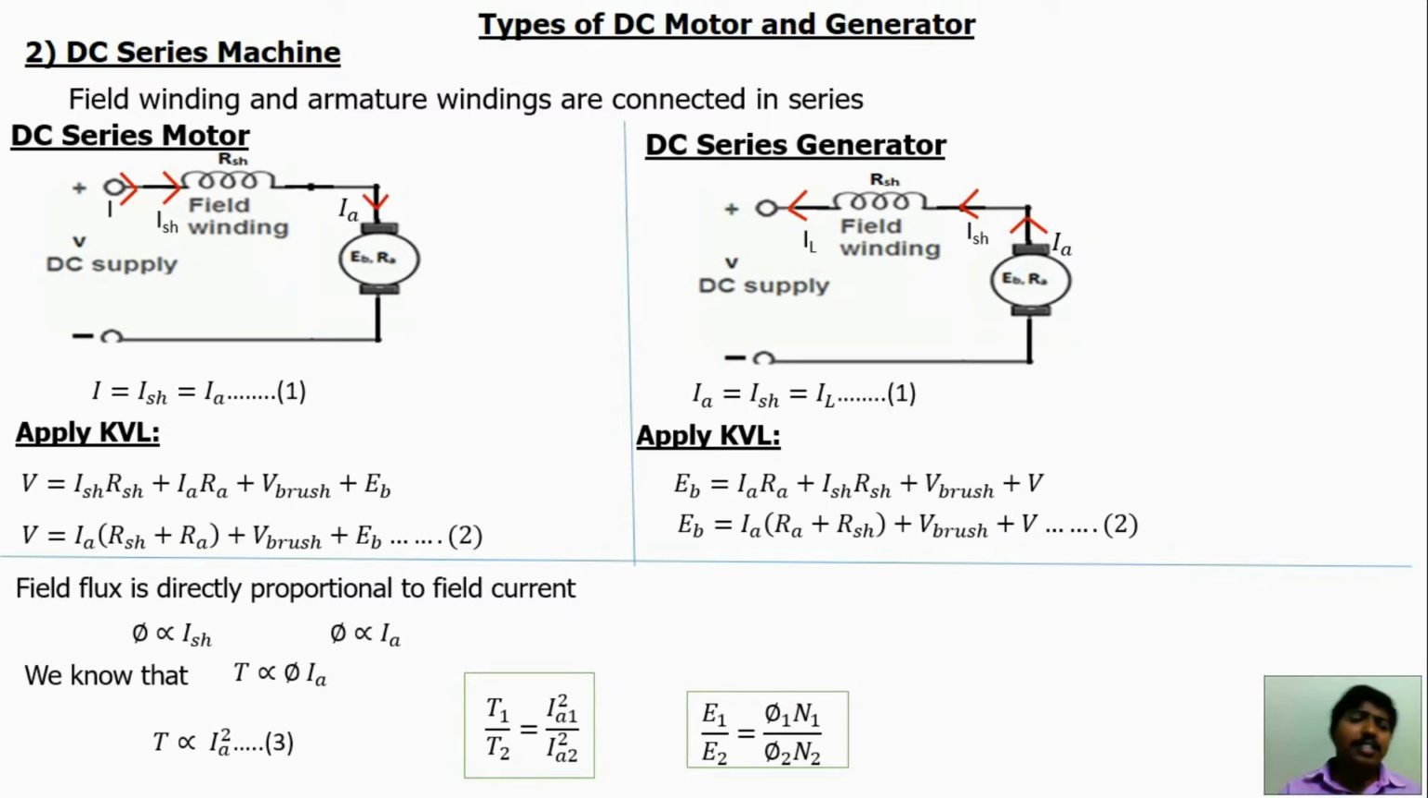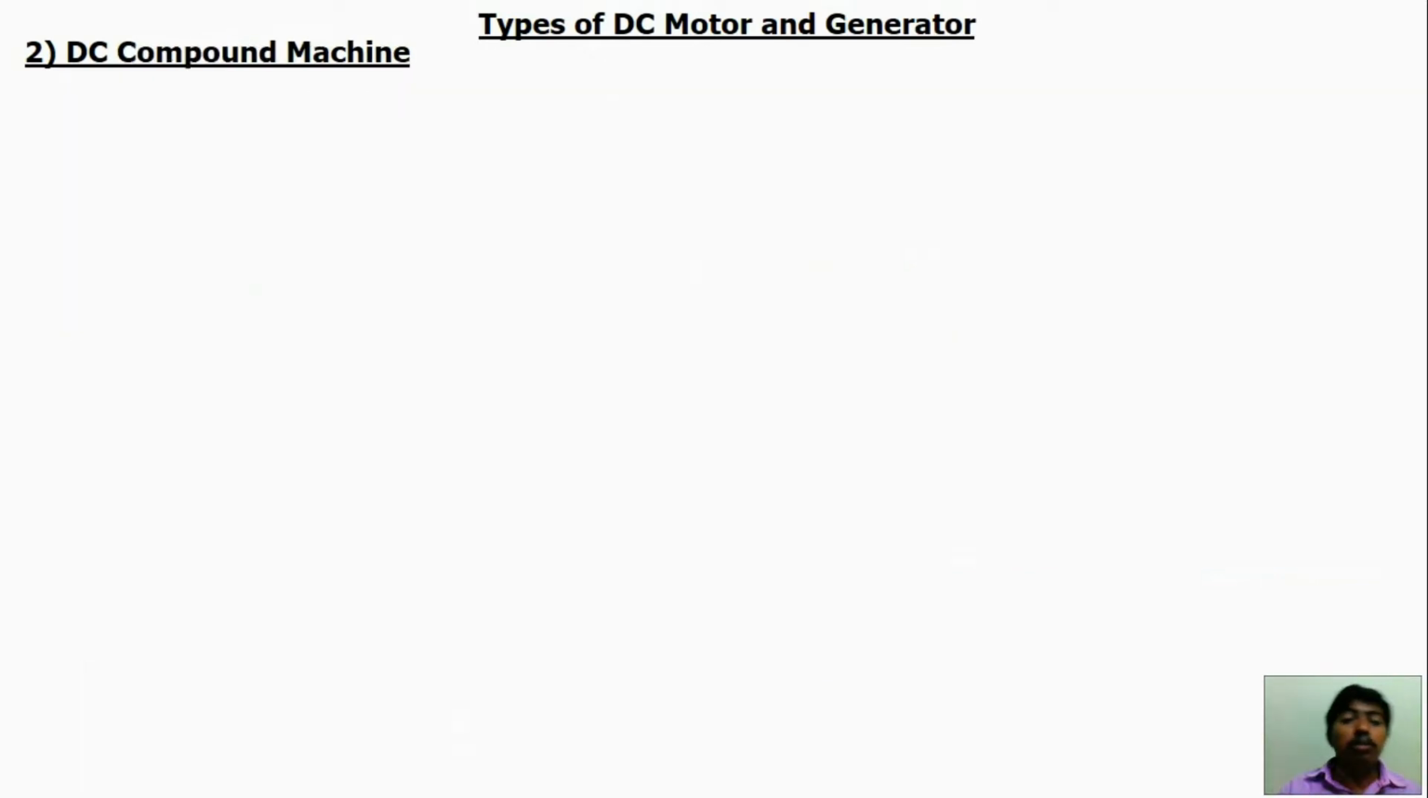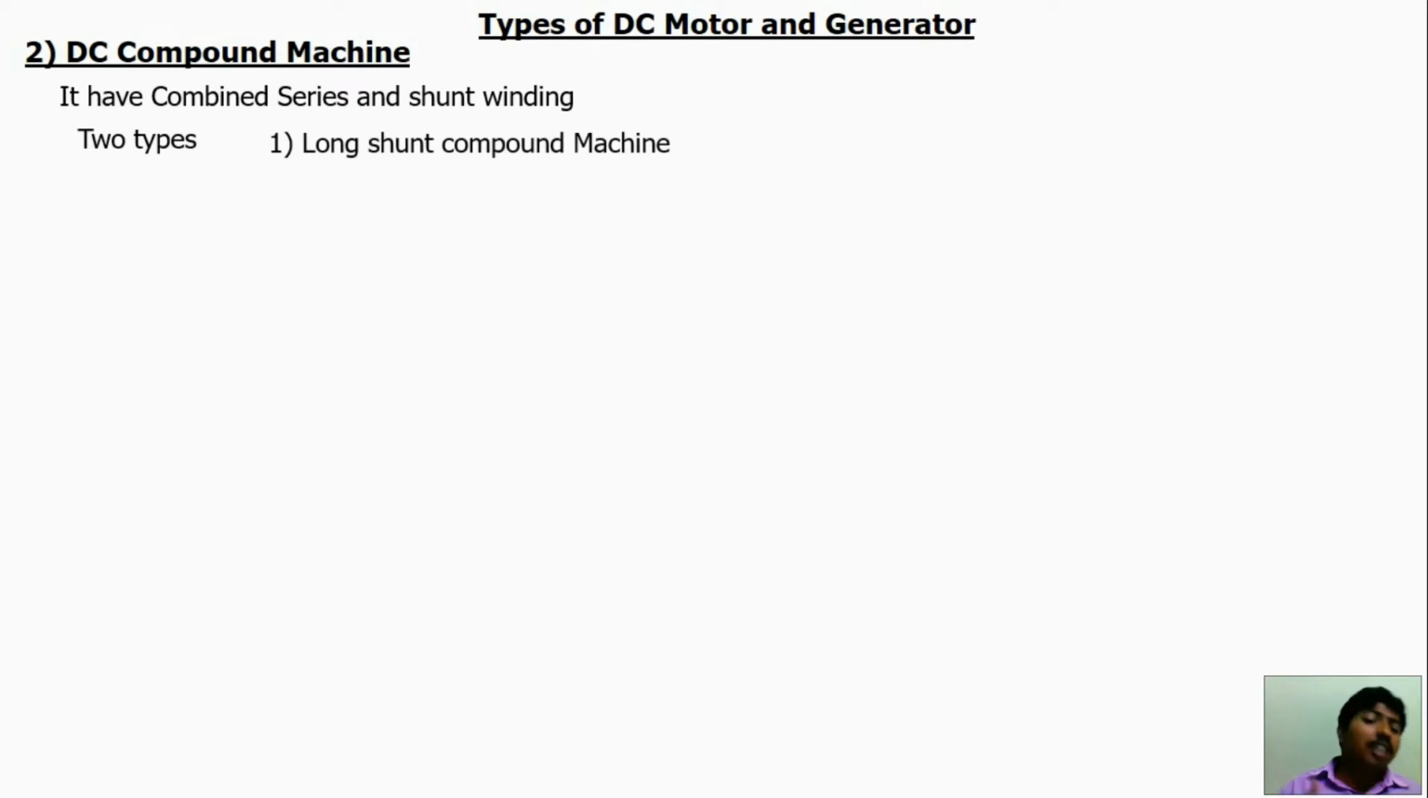Now we will discuss the third type, DC compound machine. Here compound means series and shunt both are combined. Okay. For example, it may be divided into another two types. One is long shunt compound machine, another one is short shunt compound machine.